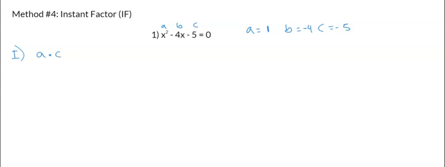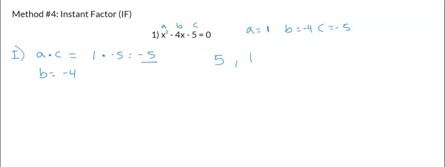A times C. So your A times C is 1 times -5, which is equal to -5. Okay? Your B is simply -4. So now you need a number that you multiply gives you -5, but when you add it gives you -4. So the two numbers I'm thinking about is 5 and 1.